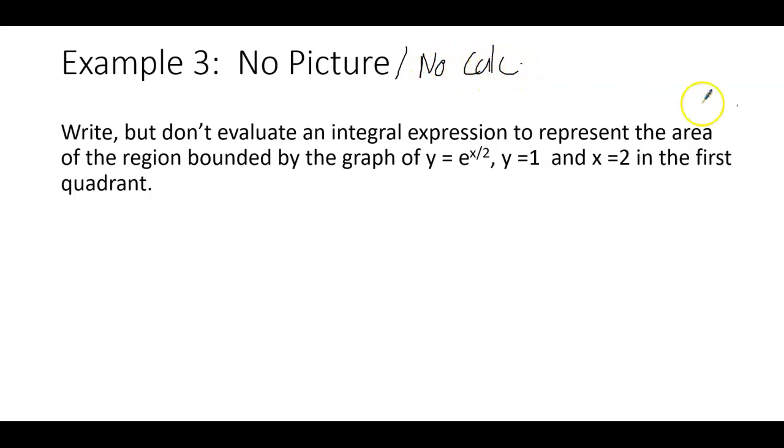Okay, so let's begin. Write but do not evaluate an expression to represent the area bounded by the graph of y equals e to the x over 2, y equals 1, and x equals 2 in the first quadrant.